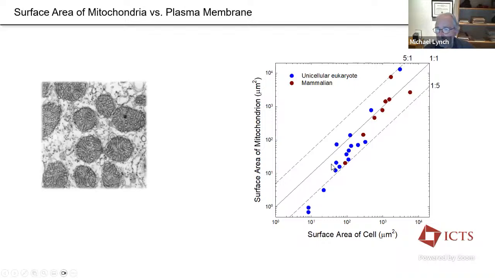And these are data from a wide variety of different species, unicellular species here in blue, and mammalian species here in red. And a one-to-one relationship would mean that the surface area of the mitochondria is no different than the surface area of the cell itself. And so you can see that virtually everybody is somewhere near that line. There's a couple exceptions, but they're only 5-fold more, and there are quite a few species below this.